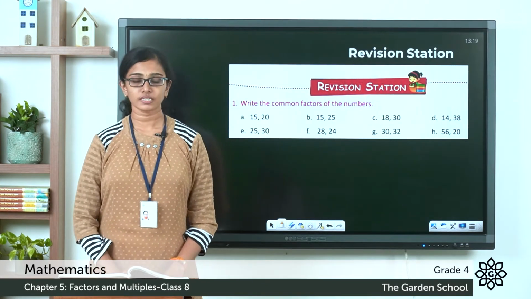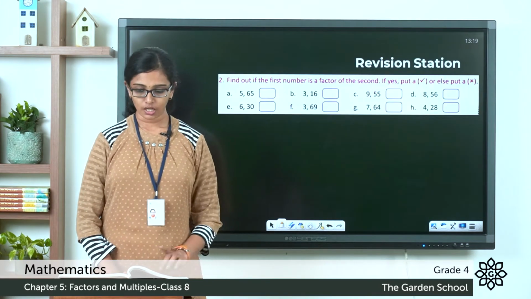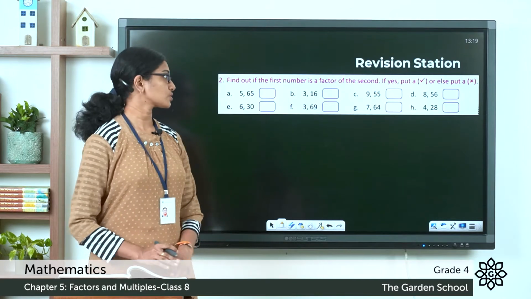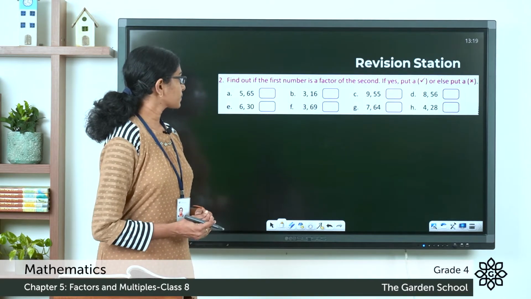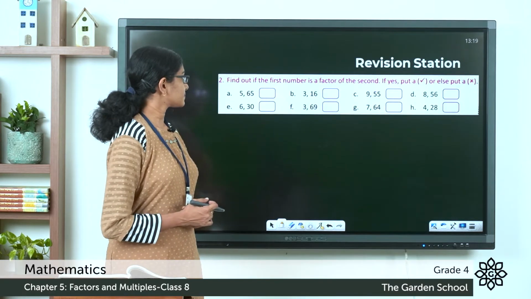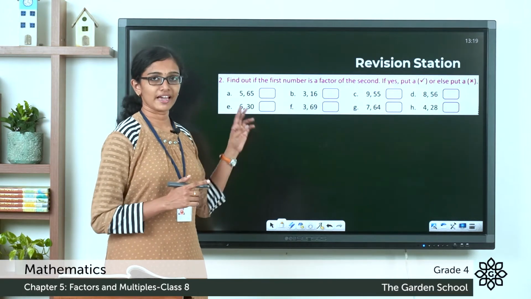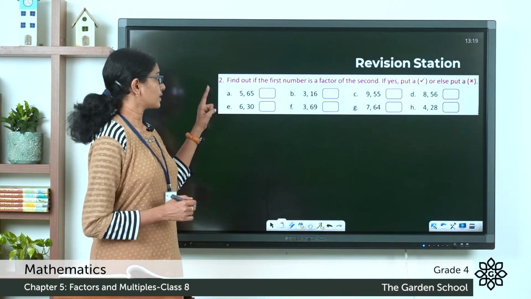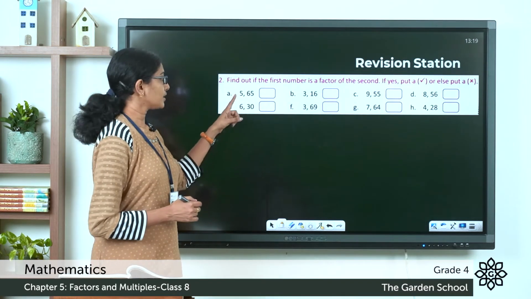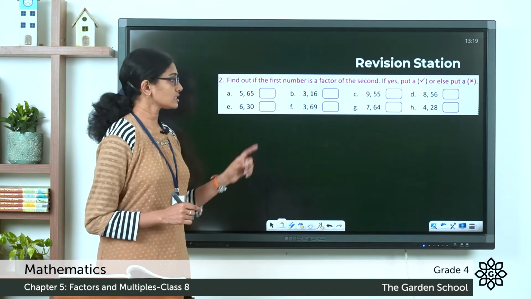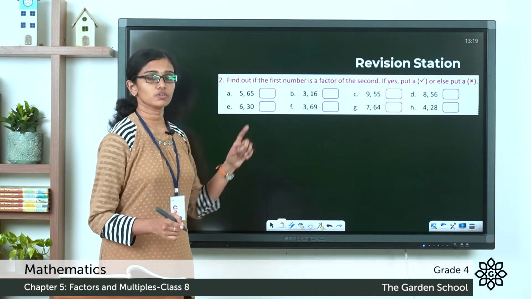Find out if the first number is a factor of the second. If yes, put a tick, or else put a cross. So, what is given in the question? You are given a set of questions and in each set you can see two numbers. A pair is given. You have to check if the first number, for example in this case 5, is a factor of 65, and if yes, you put a tick, and if no, you put a cross.